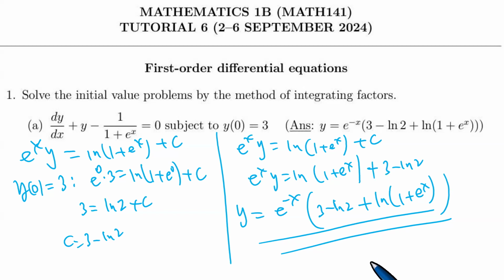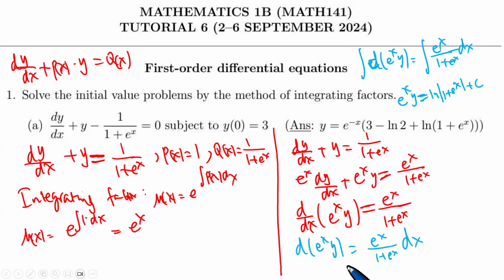Any question? Okay, so that is the first problem, where we started here using integrating factors. First, we need to write it in standard form, and the standard form is dy/dx plus p of x times y, etc.